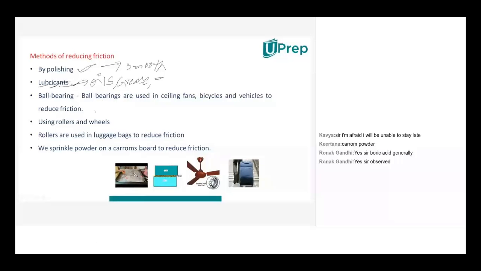Next one, ball bearing. We have to use ball bearings in some machines, like ceiling fans, bicycles, vehicles. And have you seen a ball bearing which will be like this? So this one is called a ball bearing. In that ball bearing, two metal discs will be there. In between that, some marble-like things will be there. Have you seen?